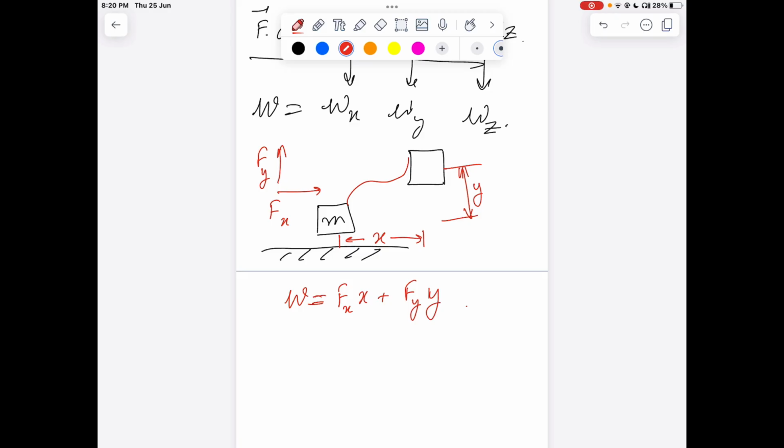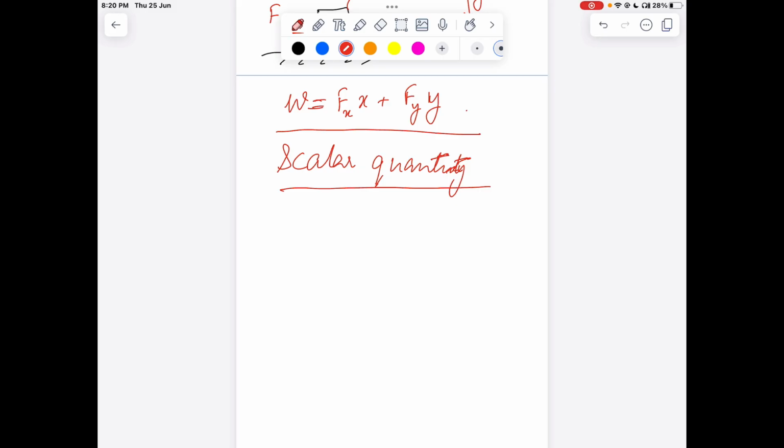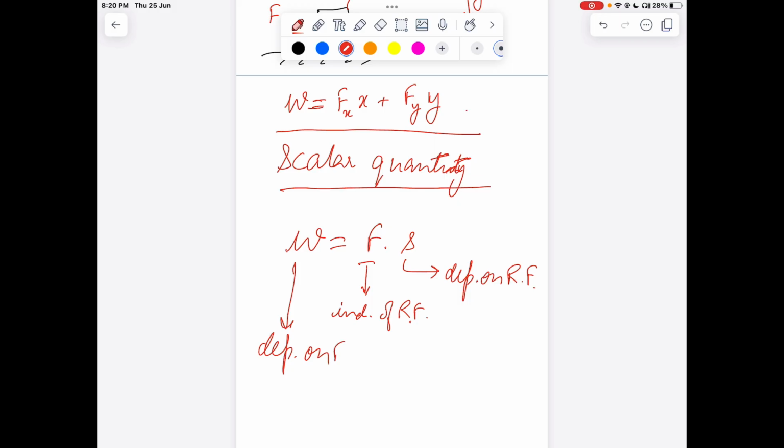So from this it also follows that work is actually a scalar quantity. That's important to know. Also, it's important to know that work is dependent on the reference frame. Why? Because work is the product of F and S. Now F is independent of the reference frame, but S, of course, displacement, is dependent on the reference frame. Therefore, work is dependent on the reference frame.